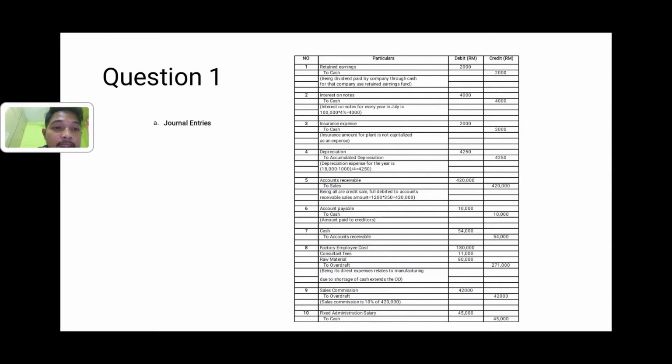Number 9 is sales commissions, which is debit 42,000 to overdraft, credit 42,000, and sales commission is 10% of 420,000. Last but not least is the fixed administration salary, which is debit 45,000 to cash 45,000.